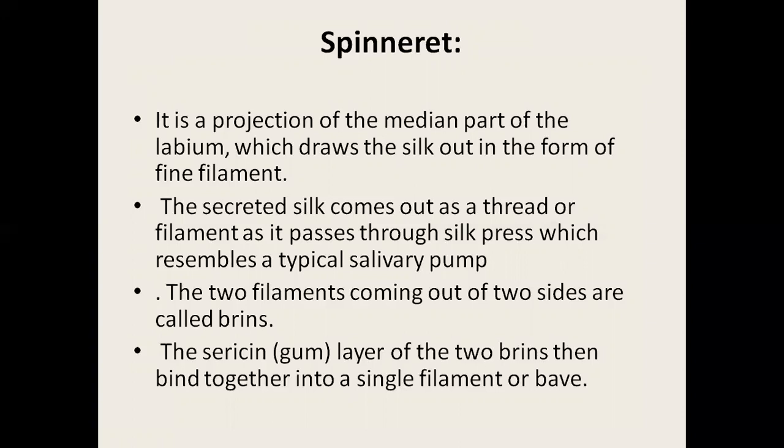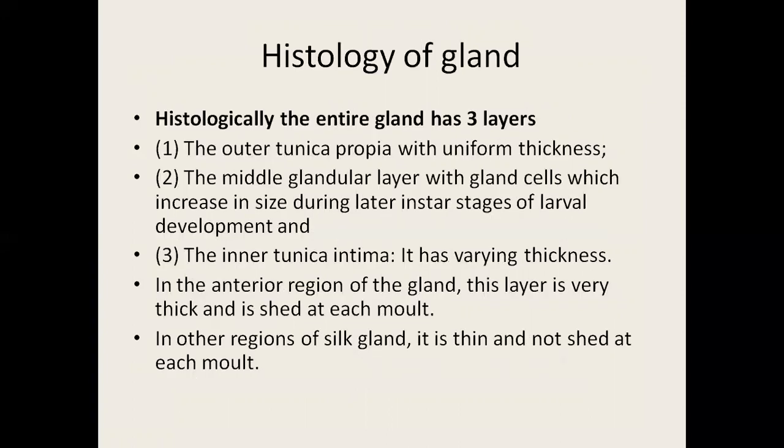It is a projection of the median part of the labium, which draws the silk out from the fine filaments. The secreted silk comes out as a thread or filament, like the two filaments coming out of two sides, which are called brins. The sericin layer of the two brins then binds together into a single filament or braid.